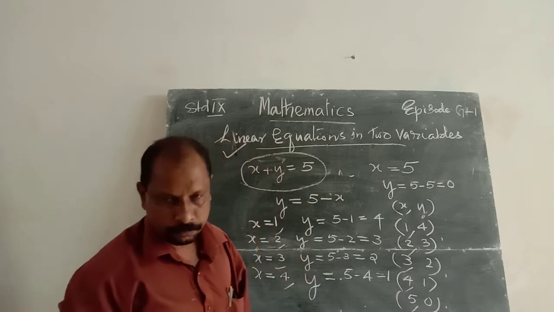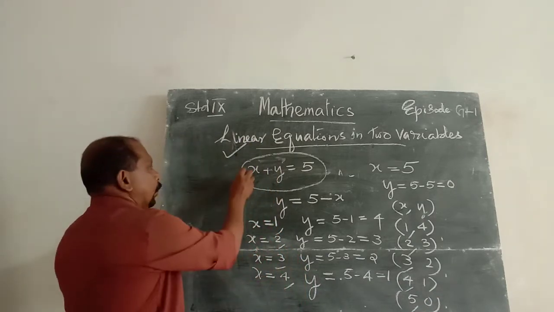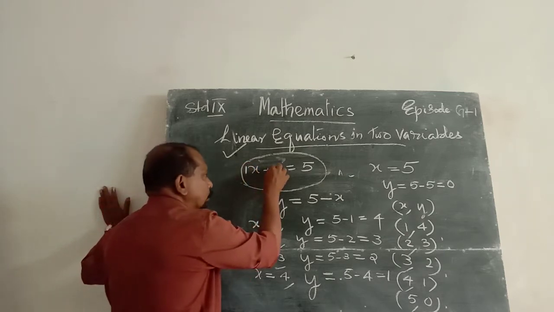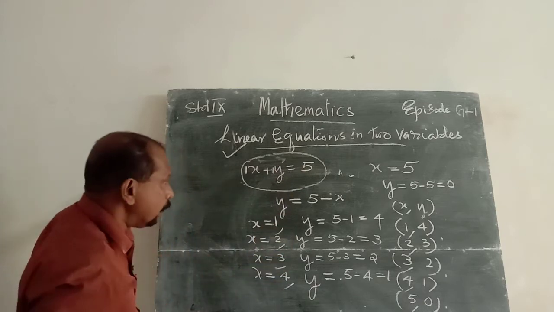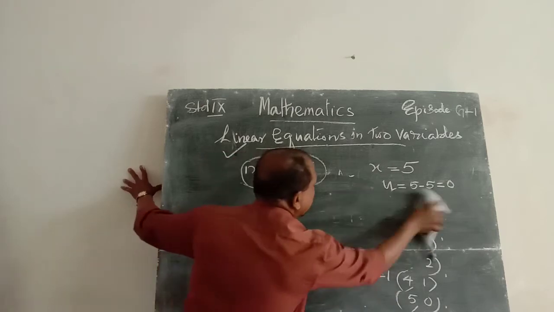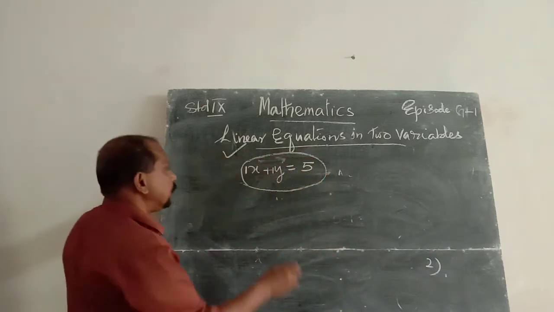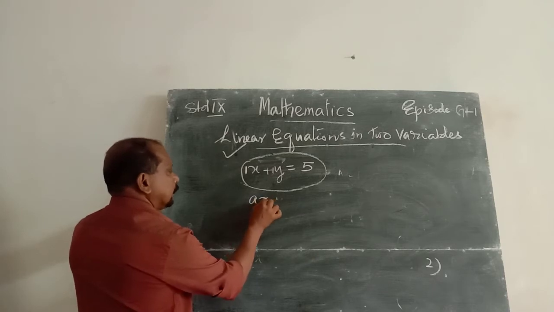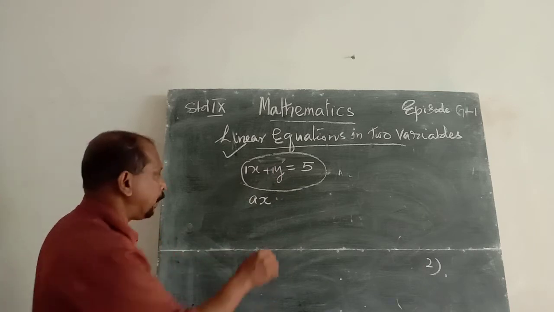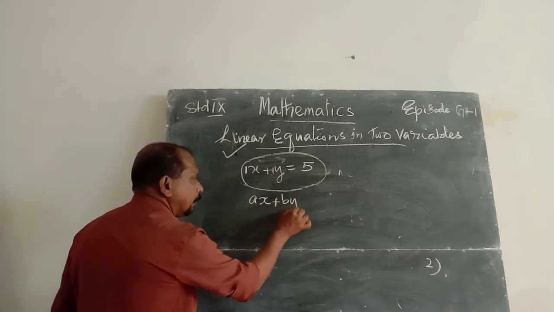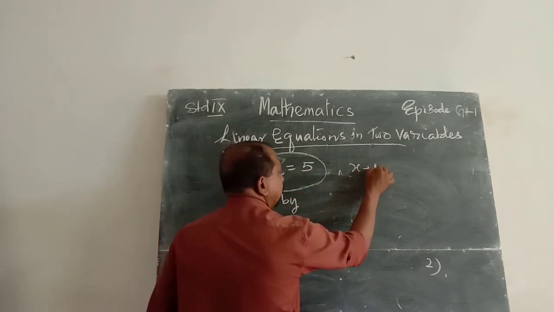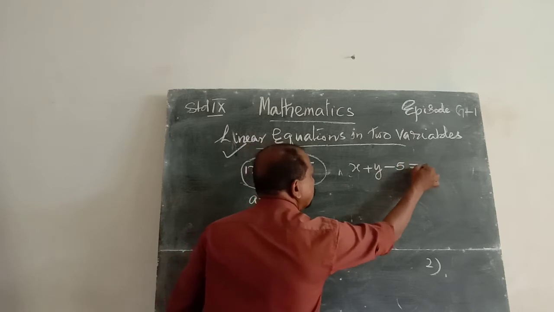etc. Okay? Therefore, the coefficient of x is 1 and the coefficient of y is 1. 5 is a constant. Replace that 1 with a constant, that is a. Therefore, ax. And this coefficient of y is 1. It is replaced by b. We get by. This 5 is shifted to the left. That is x plus y minus 5 is equal to 0.